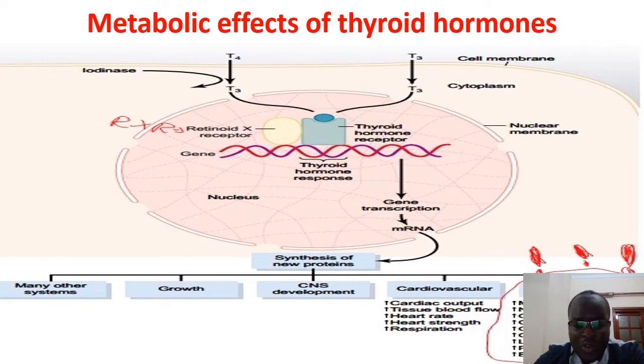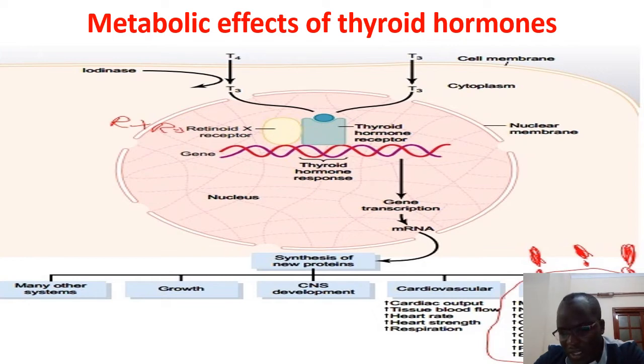The development of the central nervous system, the brain itself, we said it requires thyroid hormones. Thyroid hormones also have an effect on the cardiovascular system to increase the cardiac output. The tissue blood flow is going to increase. There will be an increase in the heart rate and the force of contraction. The heart's strength of contraction is going to increase. Then it can also increase respiration. So all forms of metabolism are going to increase.